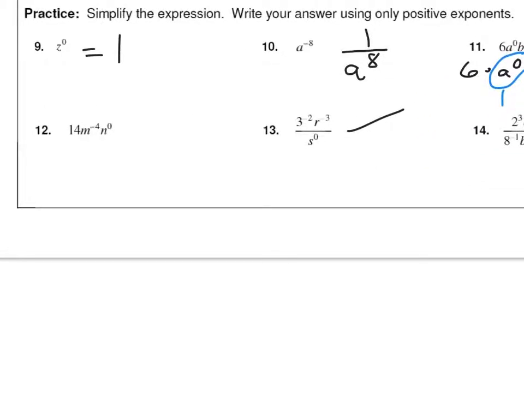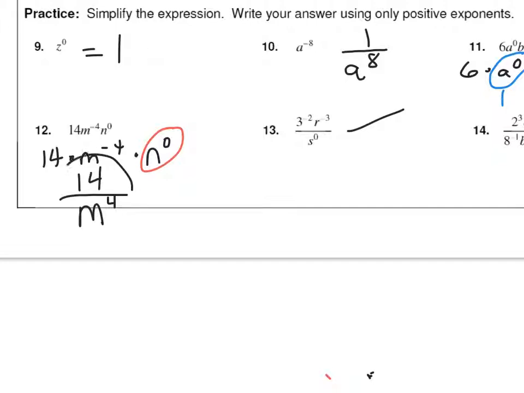Okay, so number 14, we're going to use the same thing that we just did. This is really just 14 times m to the -4th times n to the 0. And we know this n to the 0 is a 1, so we're not going to have to do anything about it. So our answer, we'll draw our line, our 14 is going to go on top, and we're going to have to move our m to the 4th to the bottom, and that's our answer.